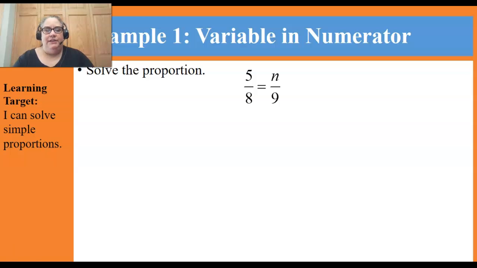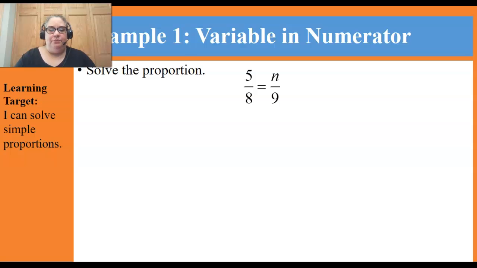So let's take a look at this first example. Our first example is just when we're going to be looking at something with a variable in the numerator. And this is just basically a one-step equation. Right now, what are we doing to the variable? We're dividing by 9. How do we undo that? We're going to multiply by 9.